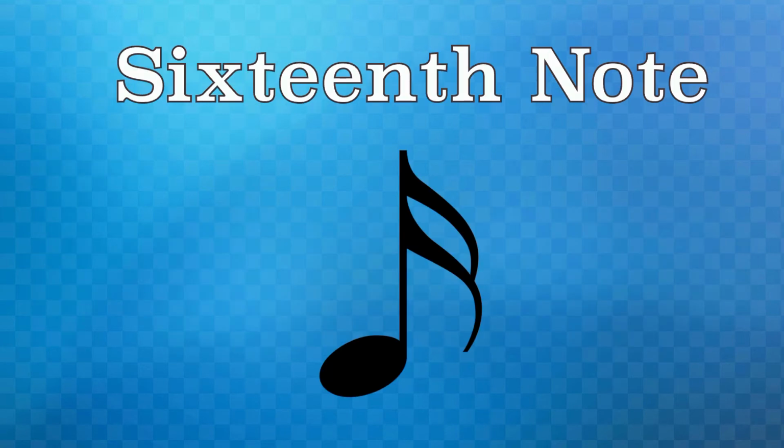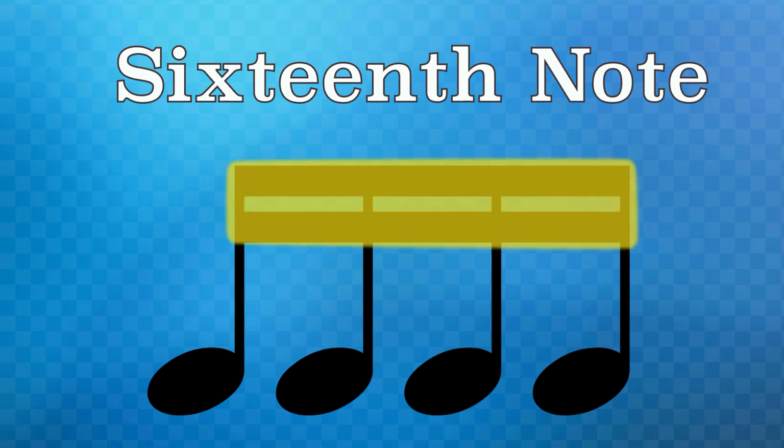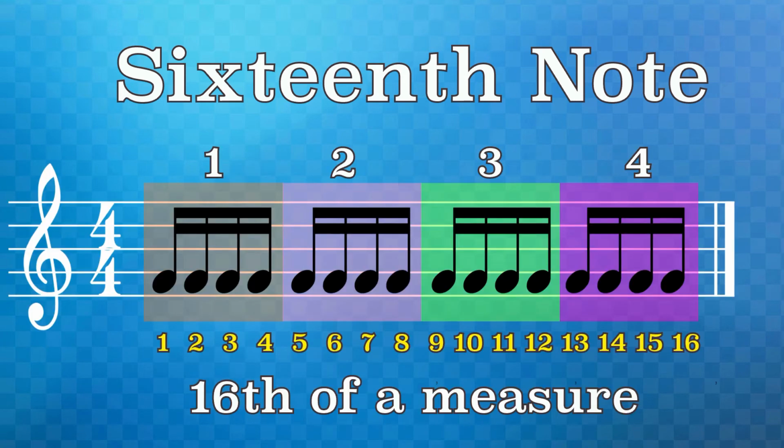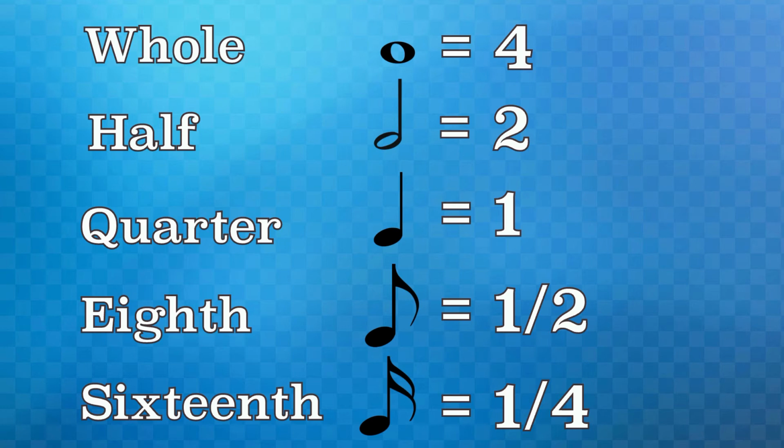A 16th note just adds an extra flag. When grouped together, they are connected by 2 beams, and you guessed it, it is a 16th of a measure. As you can see, there's a pattern here. Each time the note gets smaller, it's half of the previous duration. A whole note is 4 beats, a half note is 2, a quarter is 1 beat, an eighth note is half a beat, a 16th is a quarter of a beat.